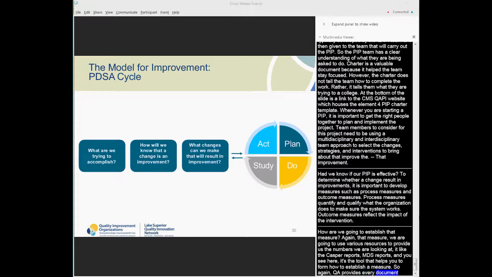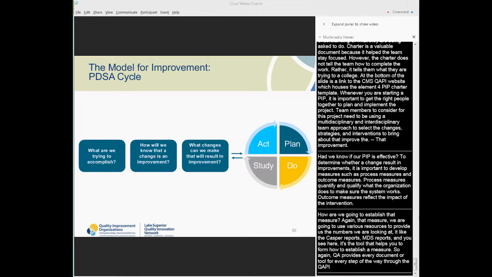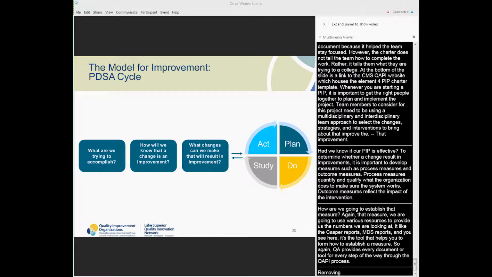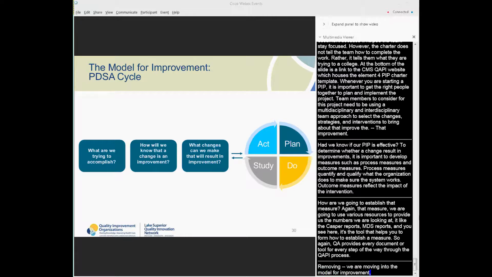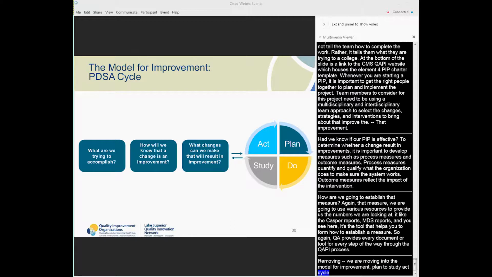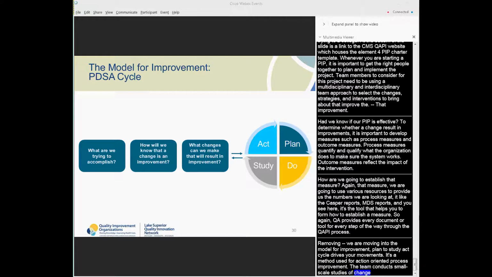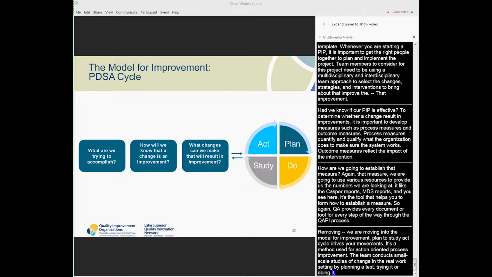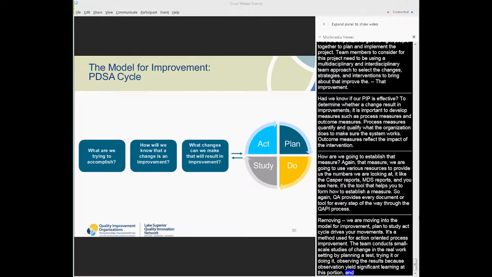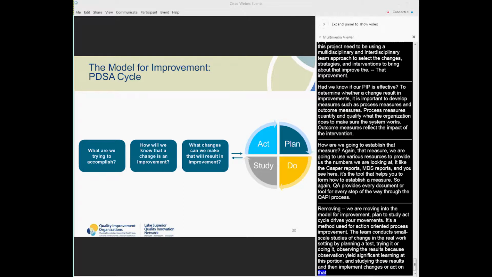We're moving into the model for improvement, the PDSA cycle. The PDSA, or Plan, Do, Study, Act cycle drives your improvement. It's a pragmatic version of the scientific method used for action-oriented process improvement. A team conducts small-scale tests of change in the real-work setting by planning a test, trying it or doing it, observing the results because observation yields significant learning at this portion, and studying those results, and then implements changes or acts on that information. So for the planning, what change can you make that will result in an improvement?